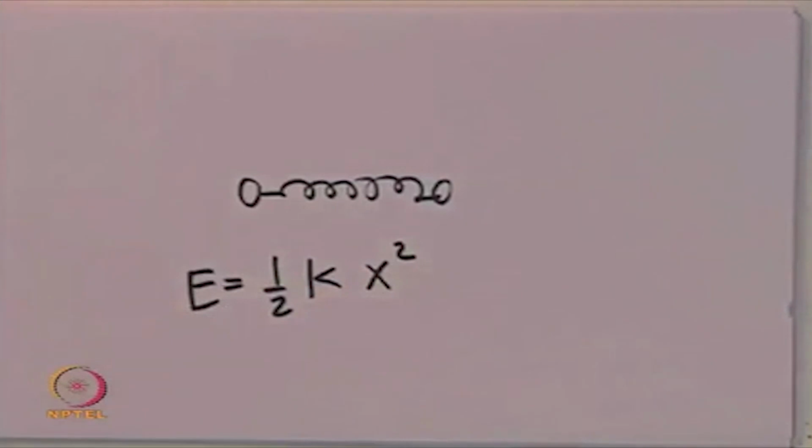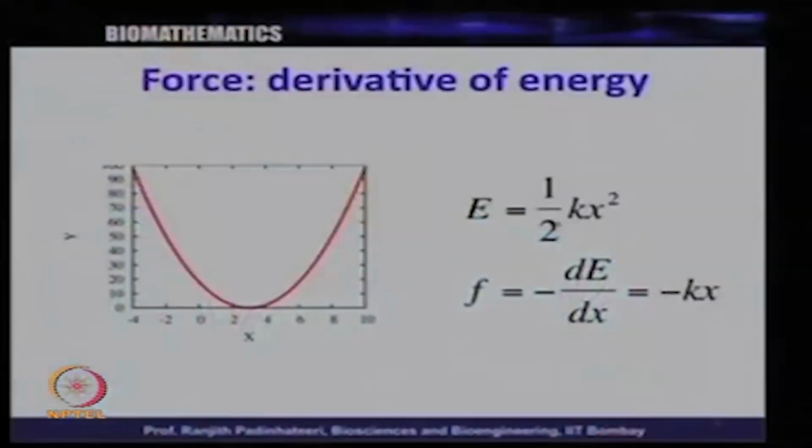We know that the energy of a spring, or anything like a spring, the elastic energy for stretching, is half k x square. That is what is written here, E is equal to half k x square. Now, if you know this energy, finding the derivative dE by dx with a minus sign will give you the force in this case.